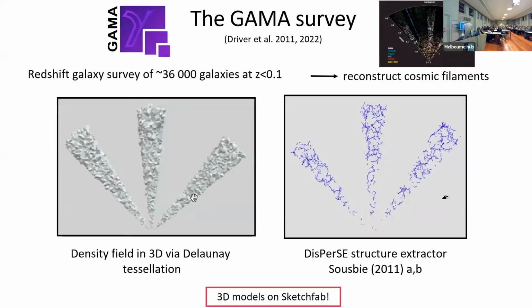Now, first of all, we need to reconstruct the cosmic web. And to do this, we use the redshift spectroscopic GAMA survey. And we are interested in the local universe, so we just use galaxies up to redshift 0.1.